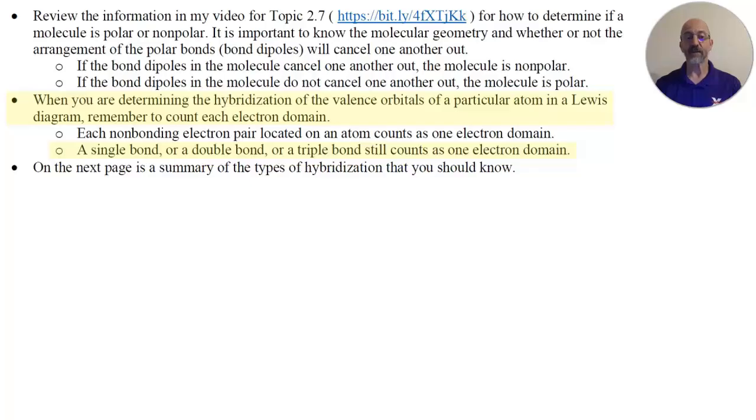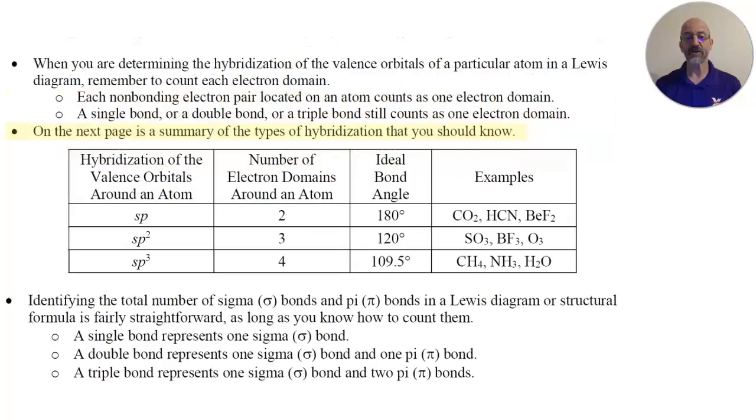On the next page is a summary of the types of hybridization that you should know. So again, sp, 2 electron domains, bond angle 180. sp2, 3 electron domains, bond angle 120. sp3, 4 electron domains, bond angle 109.5. And I've given you several examples of each of these types of hybridization.